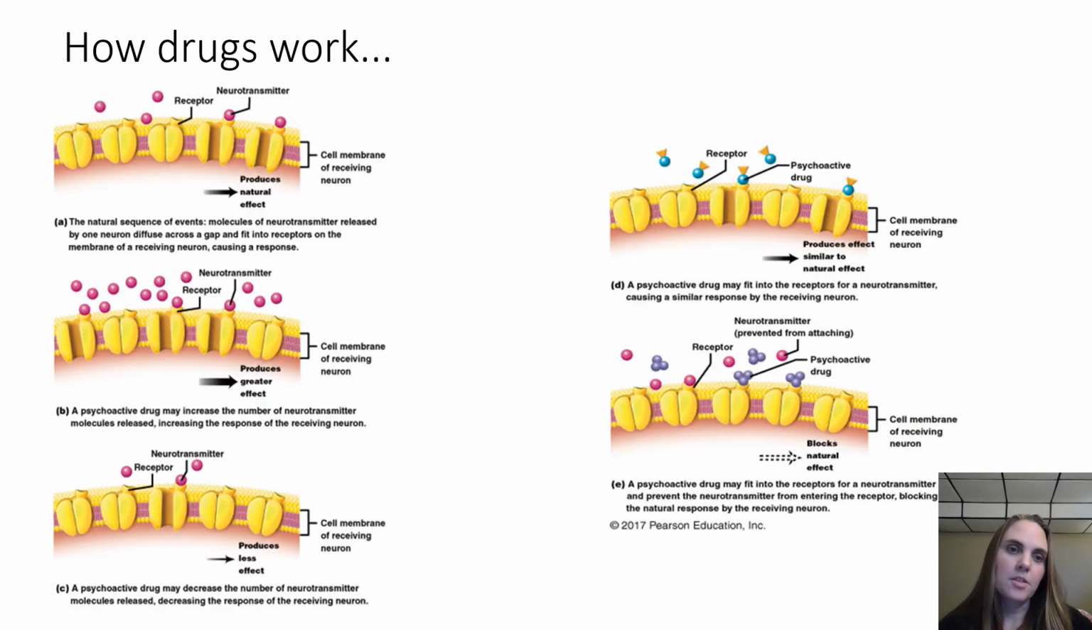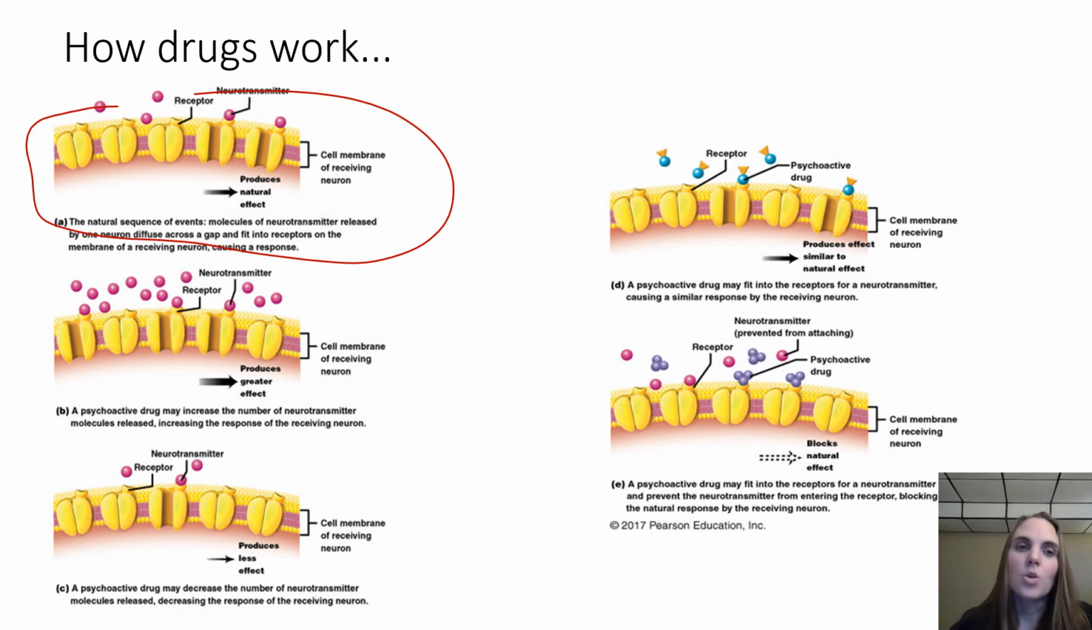So how do drugs work? Drugs can work in different ways, and this little illustration lists some of the different ways that drugs can work. In a normal sequence of events across a synapse, we have a neurotransmitter released by the presynaptic cell that binds a receptor on the postsynaptic cell membrane. That triggers a natural effect, be it a depolarization of the membrane because sodium is flowing in. So that's what normally would happen.